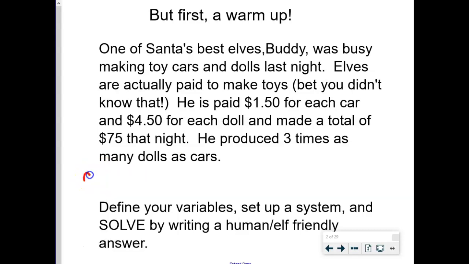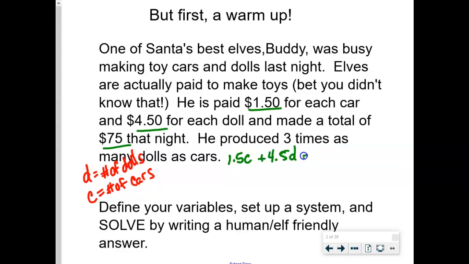Okay, let me guess. D represents, what about dolls though? Number of dolls, thank you. And C would represent the number of cars, I'm guessing. So there's a bunch of money clues here that we can put together into an equation. $1.50 for each car, so that would be $1.50C plus $4.50D, and the total amount of money for Buddy was $75. That's not the equation I was worried about.